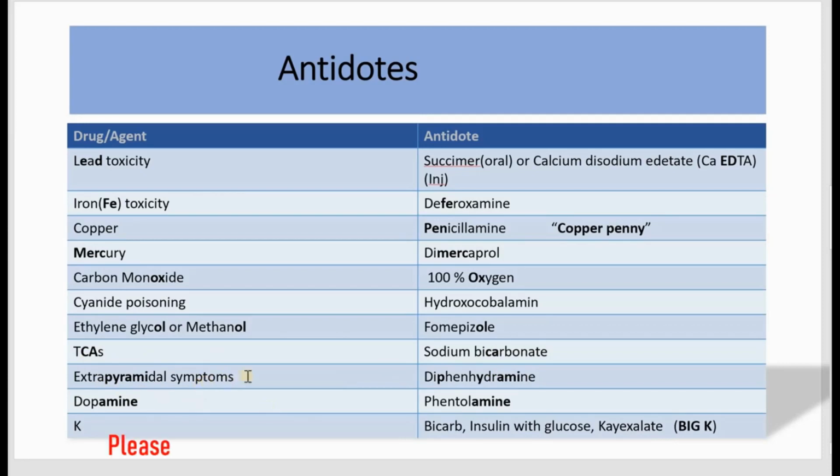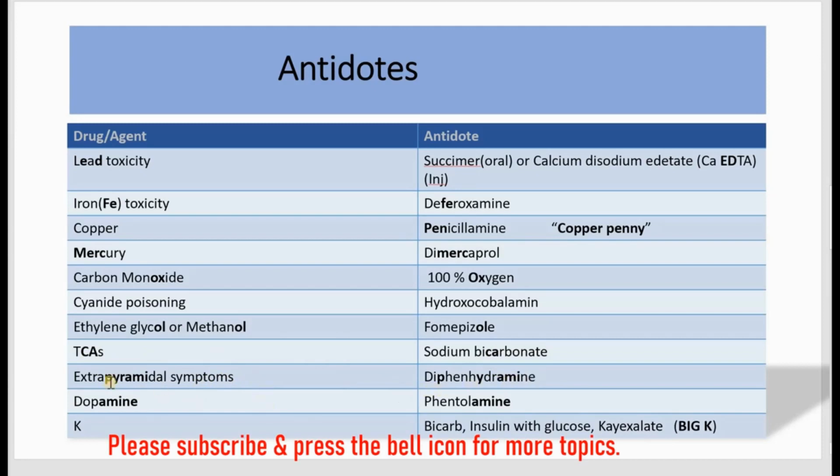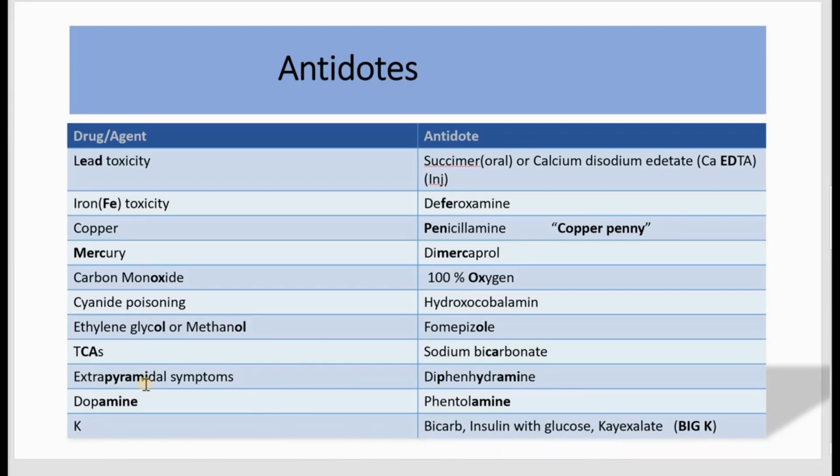Now, extrapyramidal symptoms. These symptoms are the side effect of antipsychotic medicines, and the antidote is diphenhydramine. Extrapyramidal symptoms has the letters PYRAM in it, and diphenhydramine also has the letters PYRAM in it. Now, dopamine. The antidote of dopamine is phentolamine. Both end with the letters amine.